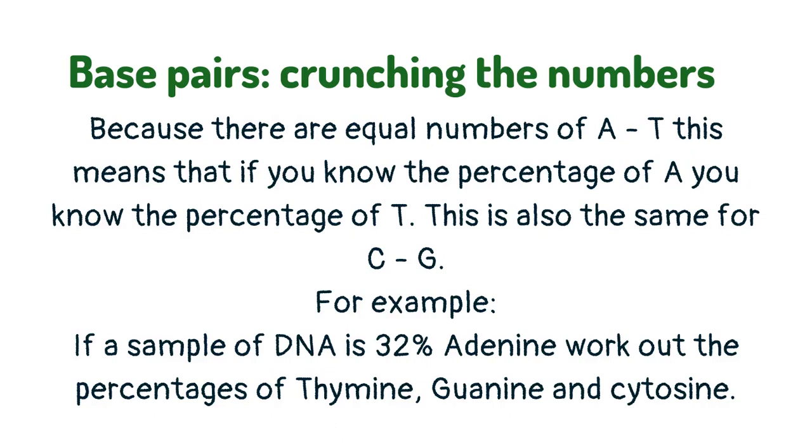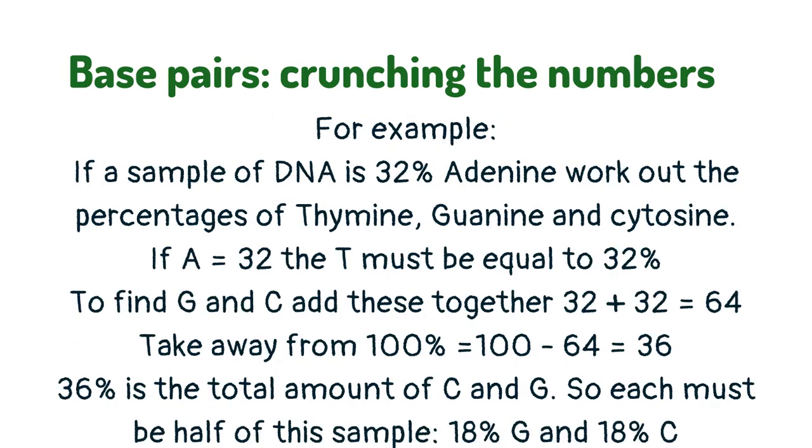For example, if a sample of DNA is 32% adenine, work out the percentages of thymine, guanine, and cytosine. If A equals 32%, then T must be equal to 32%. To find G and C, add these together: 32 plus 32 equals 64. Take away from 100%: 100 minus 64 equals 36. 36% is the total amount of C and G, so each must be half of this, 18% G and 18% C.